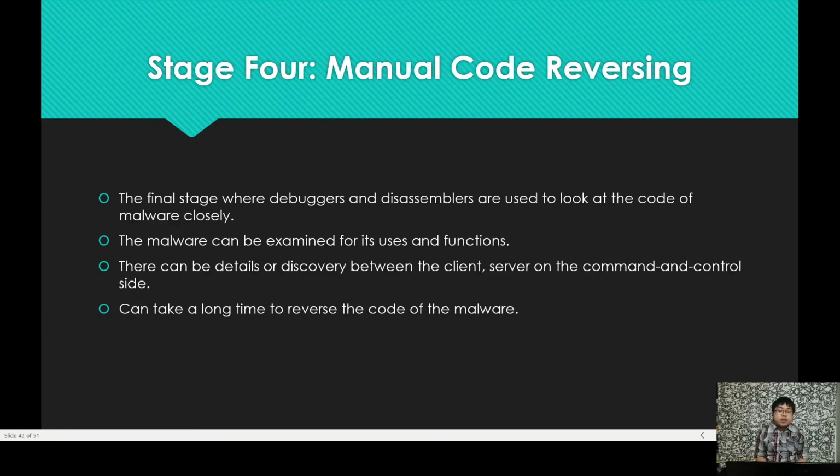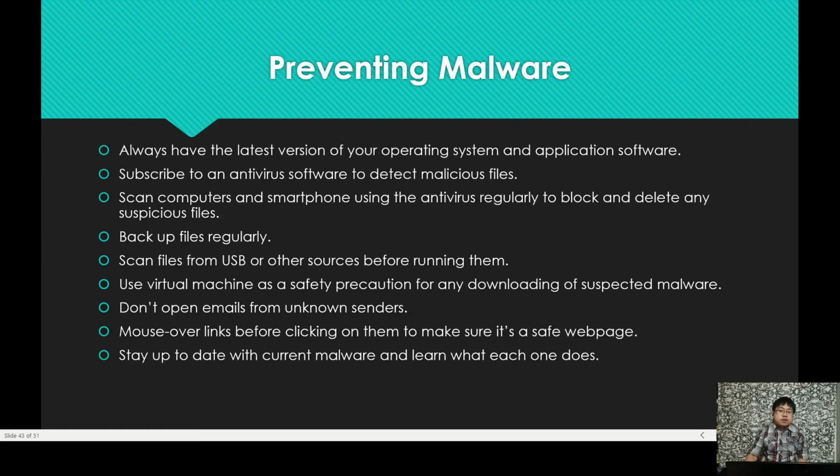Stage 4 is manual code reversing, the final stage where the debugger and disassembler are used to look at the code of the malware closely. The malware can be examined for its uses and functions. There can be detail or discovery between the client-server on the command and control side. It can take a long time to reverse the code of the malware.